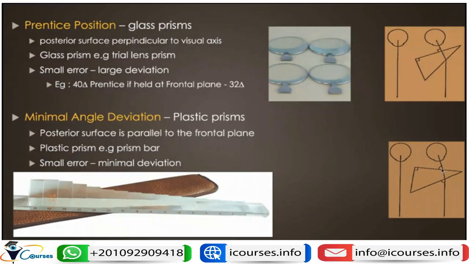The posterior surface of the prism is held parallel to the frontal plane. In such a condition, a small error will lead to only minimal deviation. So, for example, if the patient has 30 prism diopters and we put a 35 prism diopter, this will not cause much trouble or much difference, compared to putting the prism in the Prentice position. So here are the two main positions, the Prentice and the angle of minimal deviation position.